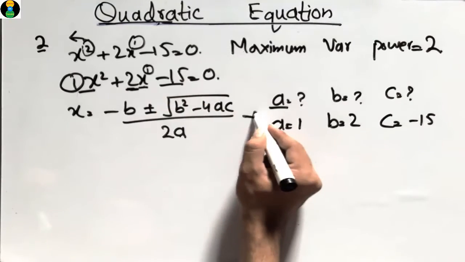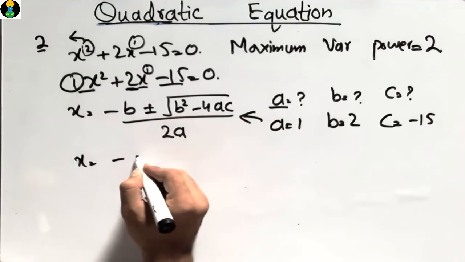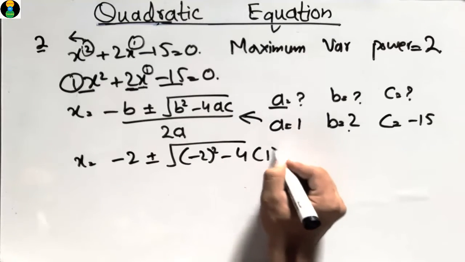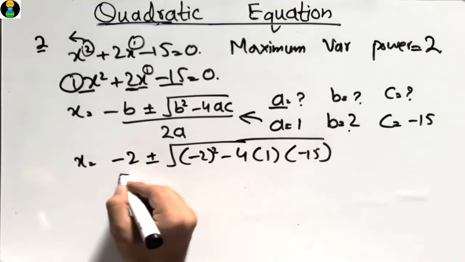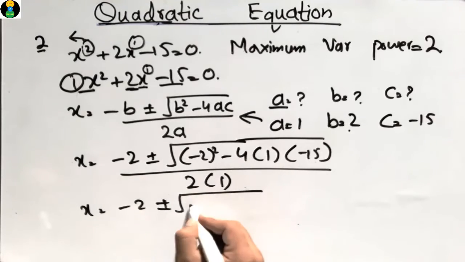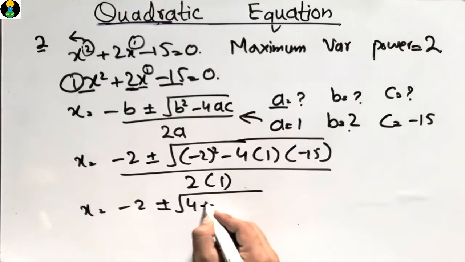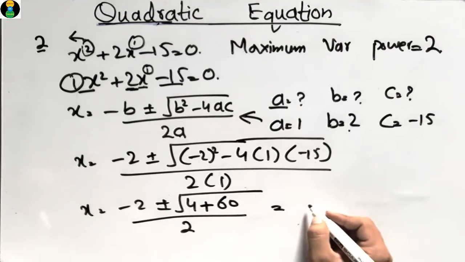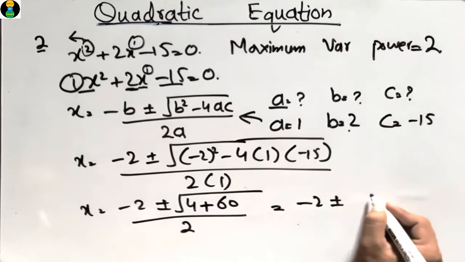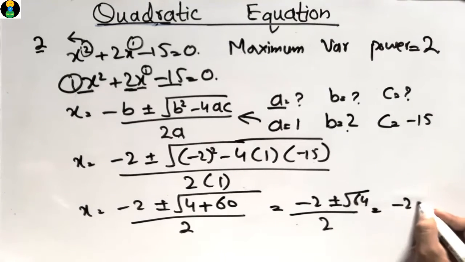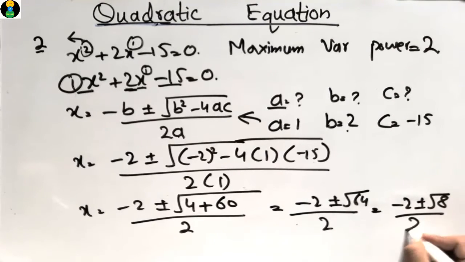So putting all these values into the quadratic formula, we get minus 2, b is equal to 2, so minus 2 plus minus square root of 2 square minus 4, a is 1 and c is minus 15. By solving this, 4 plus 60, divided by 2. This equation can be solved: minus 2 plus minus square root of 64 divided by 2. It means it can also be solved as minus 2 plus minus 8 divided by 2.